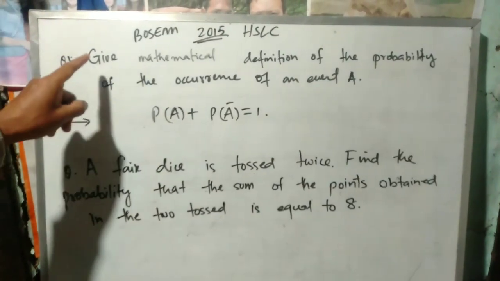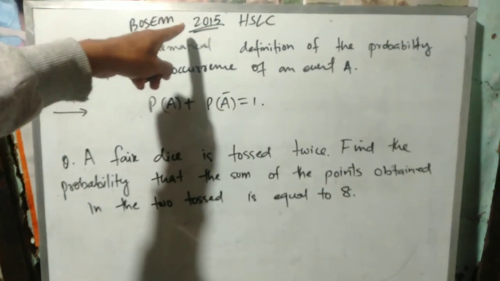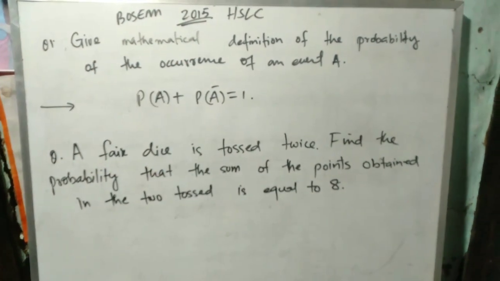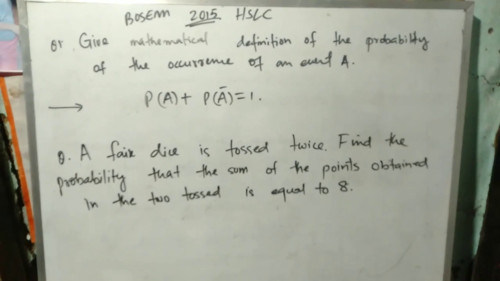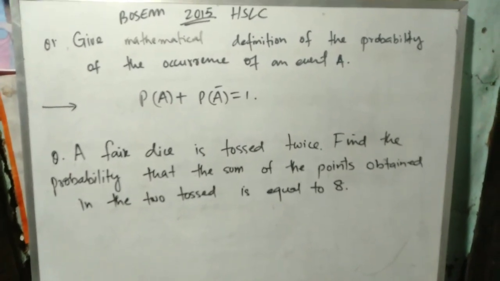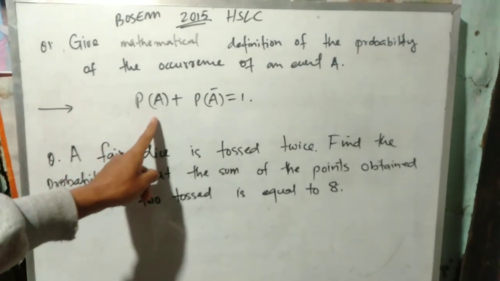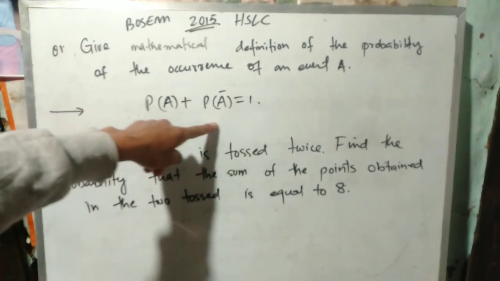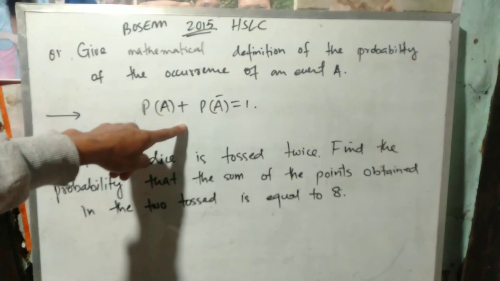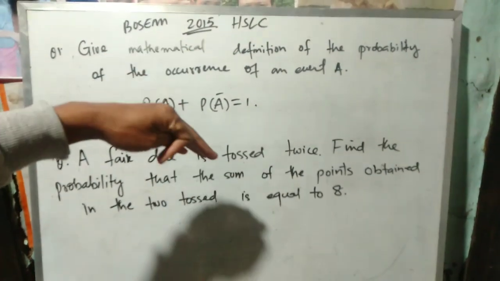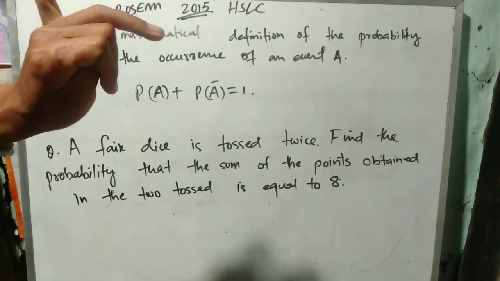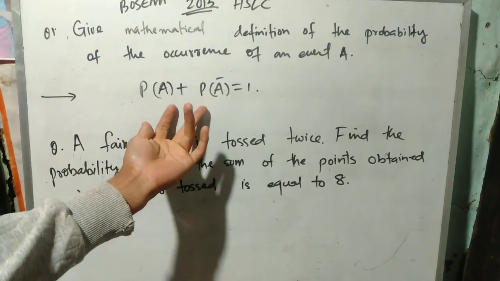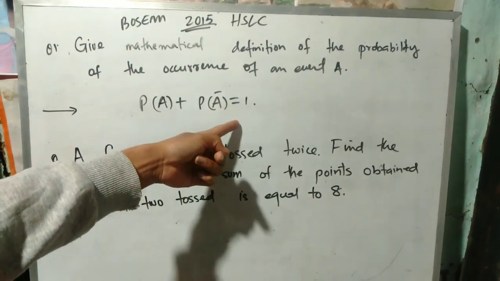Okay, now let us move to 2015. Give a mathematical definition of the probability of the occurrence of an event A. P(A) plus P(not A) is equal to 1. Events can be mutually exclusive, equally likely, and exhaustive.